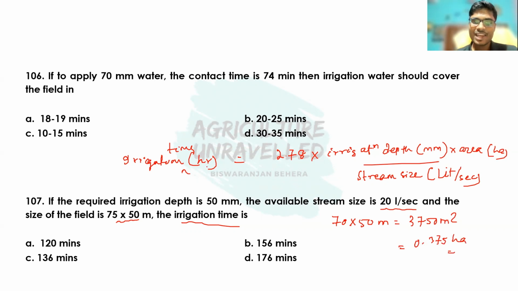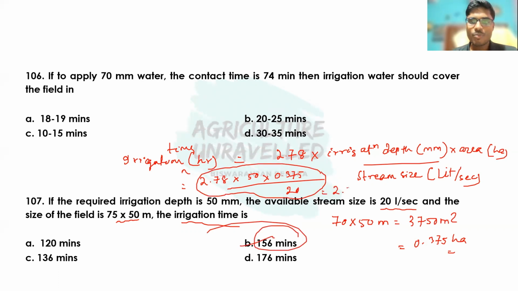So by putting all these values here, we can get the irrigation time, that is 2.78 into irrigation depth is 50 millimeter into area is 0.375 hectare divided by stream size is 20 liter per second. So by solving this, we can get, it will be 2.6 hours, and 2.6 hour can be converted into minutes, that is 156 minutes. So here 156 minutes is the time required to complete the irrigation. Okay, here we can also apply the quarter time rule to decide or to determine the time requirement.